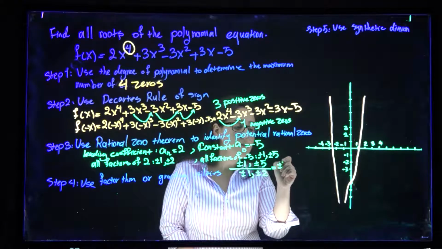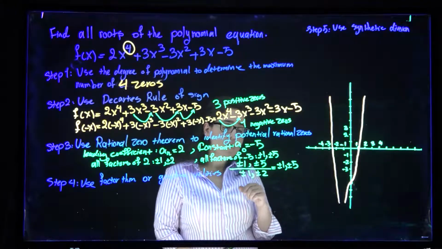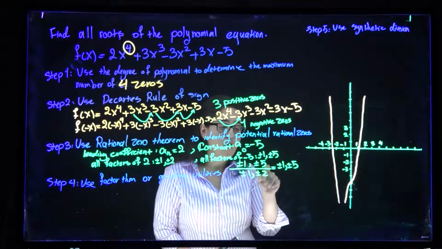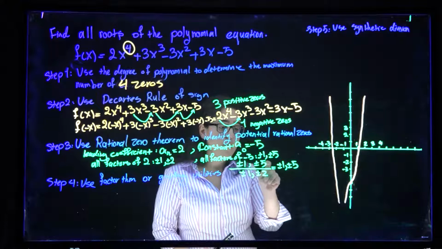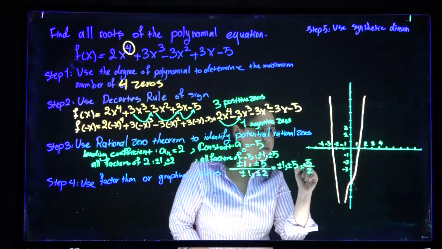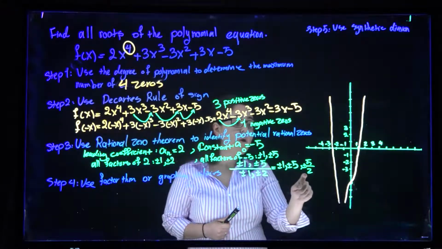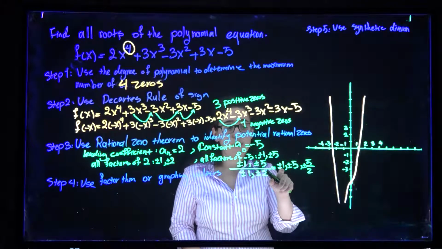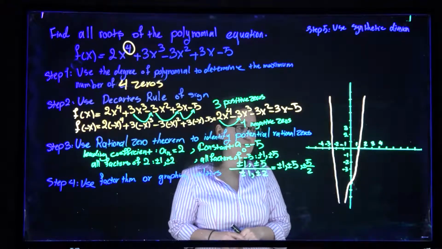So I have plus and minus 1 and plus and minus 5. I also have 5 over 1, and I also have 5 over 2. So 5 over 1 is just 5, but 5 over 2 is just going to give me 5 over 2. But that's going to be both positive and negative. So those are my possible zeros. So I know one of the zeros could be plus and minus 1, plus and minus 5, or plus and minus 2.5, or 5 over 2.